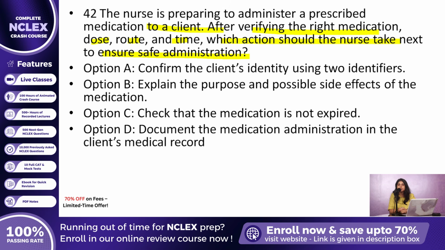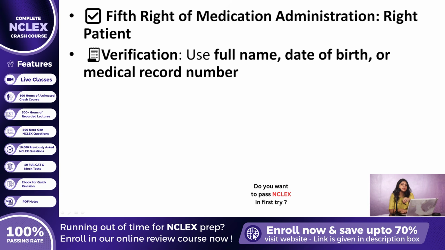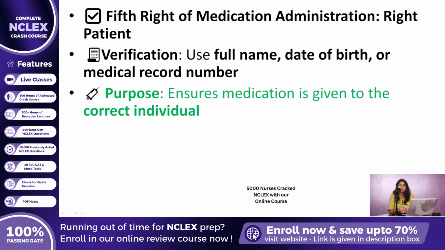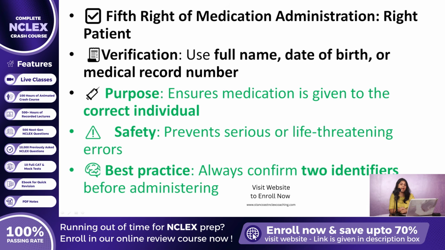The correct answer is option A, confirm the client's identity using 2 identifiers. Here is why this step is non-negotiable. Confirming the right patient using full name, date of birth, or medical record number is the 5th right of medication administration. It ensures the medication is being given to the correct individual and prevents potentially life-threatening errors.